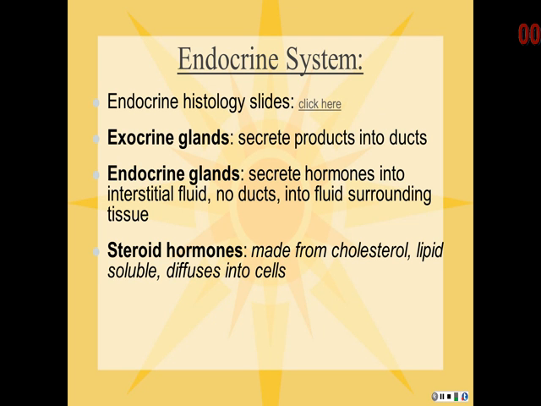The exocrine glands will secrete their products into ducts, which will take them directly to where they are needed. The endocrine glands secrete their hormones into the interstitial fluid and have no ducts. They will diffuse into the surrounding tissue and throughout the body. The steroid hormones are derived from cholesterol. This makes them lipid soluble and able to diffuse into cells. This also means these hormones can diffuse into any cell they come into contact with.